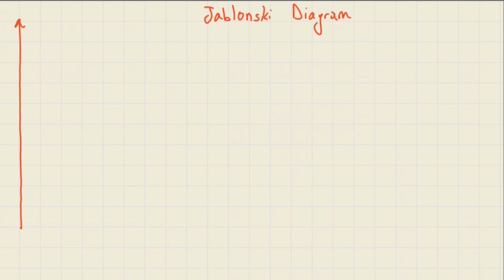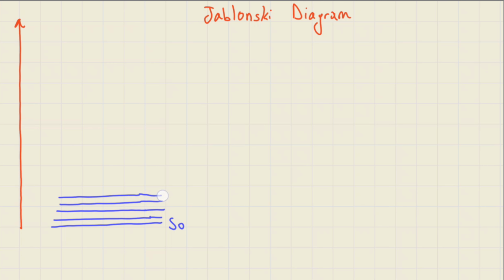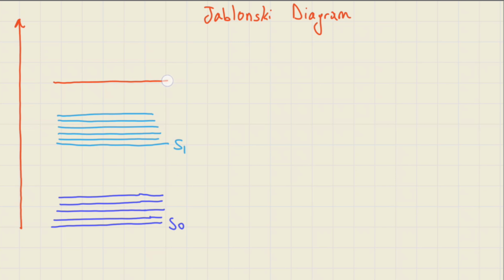We can use a diagram to explain the event. Firstly, we have a singlet state and vibrational states. So this is S1 and these are the vibrational states. We have S1, again we have vibrational states, and we have S2, and we have also its vibrational states.